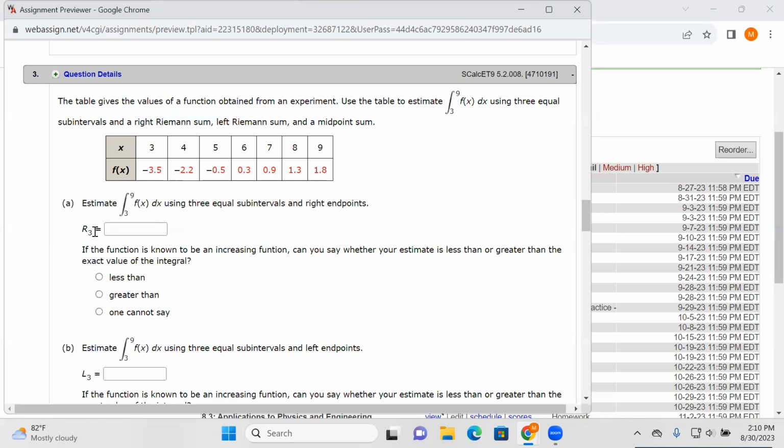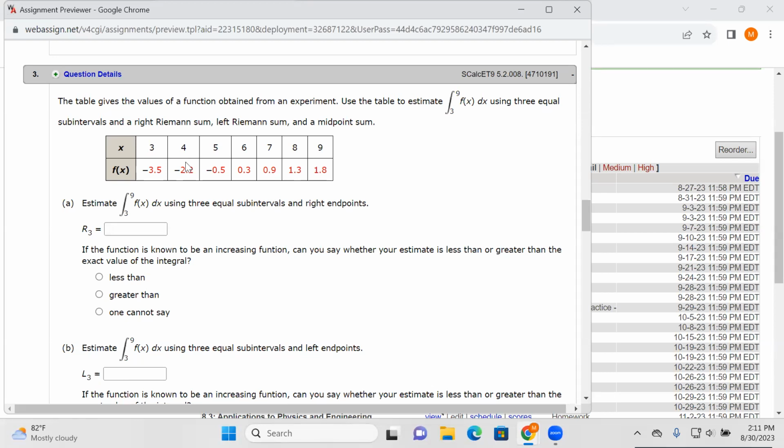Now, if we're going between 3 and 9 using an R3 computation, that's a right sum with 3 subintervals. So let's see, we go from 3 to 5, 5 to 7, and 7 to 9. Between 3 and 5, the right endpoint value is minus 0.5. Between 5 and 7, the right endpoint evaluates to be 0.9. Between 7 and 9, the right endpoint evaluates to be 1.8. So when we're doing our right sum, our heights are going to be minus 0.5, 0.9, and 1.8.